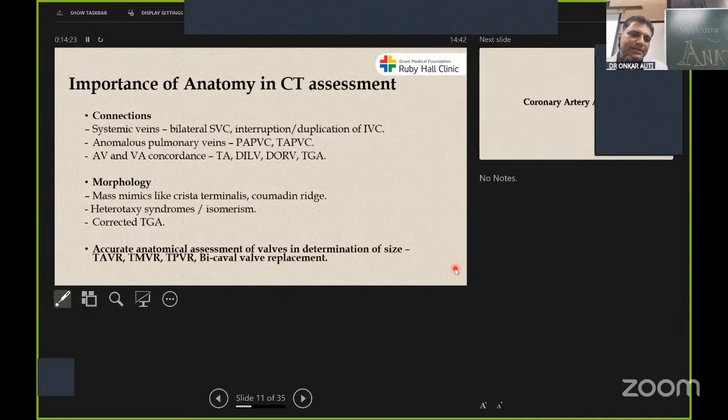Okay, and as I told you, there are multiple options, like TAVR, there is TAMVR also. You can replace the mitral valve through the catheter. You can replace the pulmonary valve through the catheter. So all these newer techniques need a good CT coronary, CT angiography report for the accurate sizing of the valves.